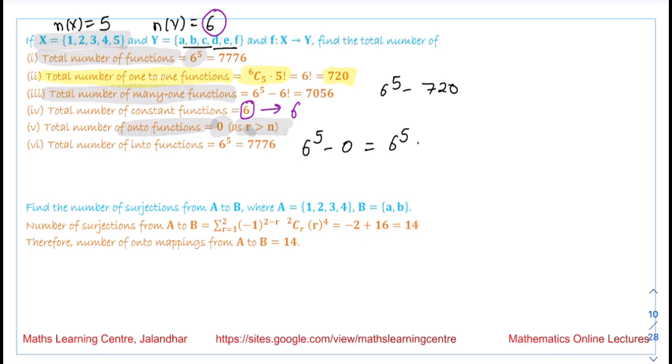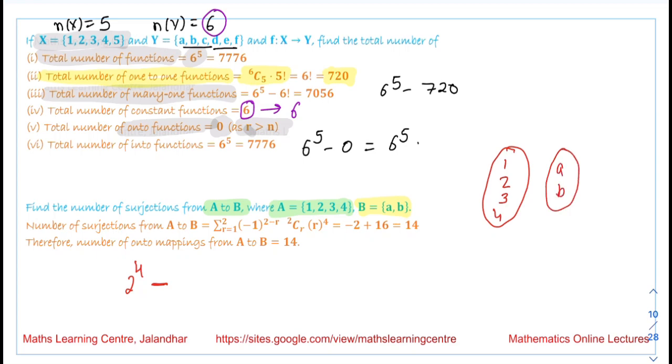The next question is to find the number of surjections from A to B, where A is equal to {1, 2, 3, 4} and B is equal to {a, b}. The number of surjections will be the total number of functions, which is 2 raised to the power 4, minus the other terms. We are saying the set A has elements 1, 2, 3 and 4, and set B has the elements a and b.